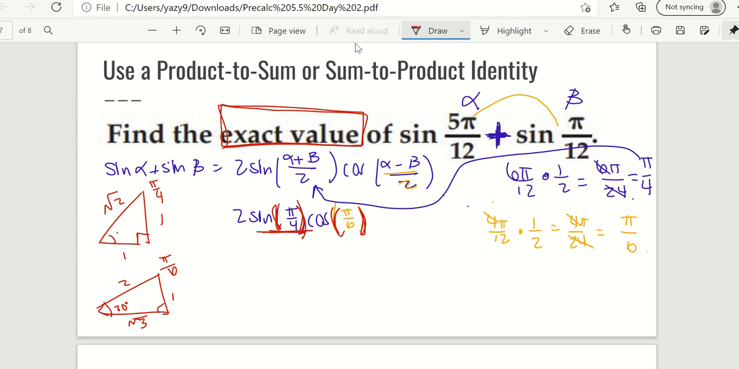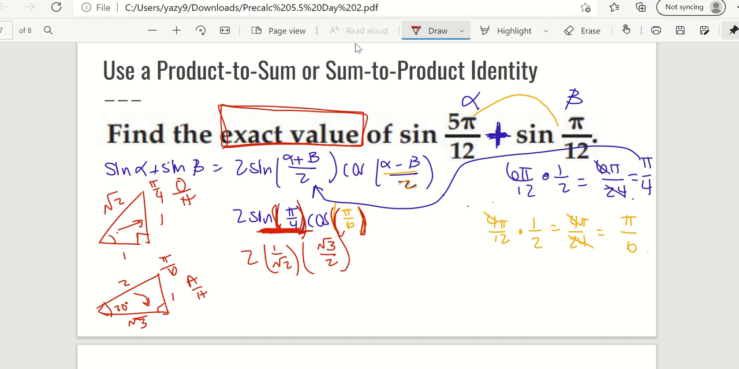Okay, so the sine of pi over 4, sine is opposite over hypotenuse, so looking over here, opposite over hypotenuse, that's 1 over radical 2. And then the cosine of pi over 6 is adjacent over hypotenuse, which is radical 3 over 2.